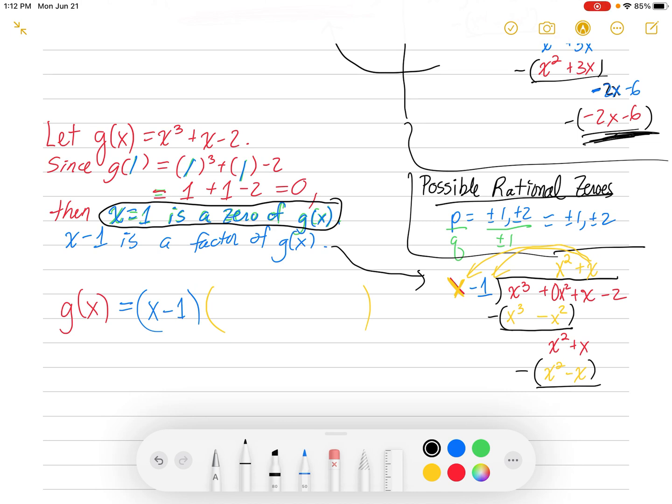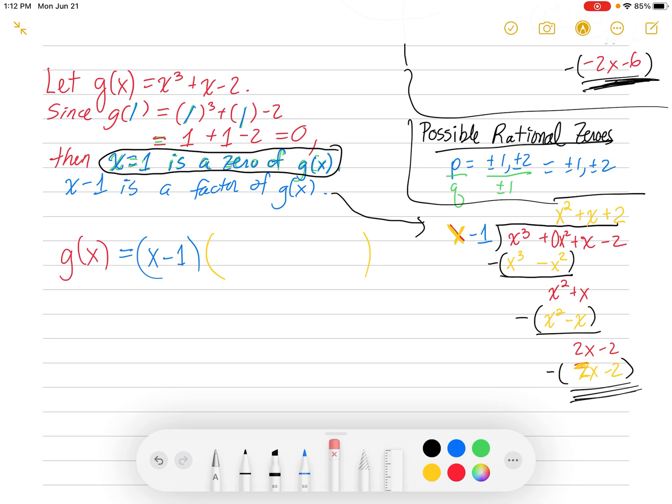X squared minus x squared is 0. And when I take the red x minus the yellow negative x, it's going to give me a positive 2x. So I have 2x. And then I bring down my negative 2 here. And then I ask the question, what times this yellow x out front will give me this 2x down here? Well, a 2. So I'm going to write a plus 2 up top where the constant column is. So I'm going to take 2 times x is 2x. I'm going to take 2 times negative 1 is negative 2. And I'm going to subtract these, and things will just cancel out, and you get a 0 there. So you get a remainder of 0, which is what you want.